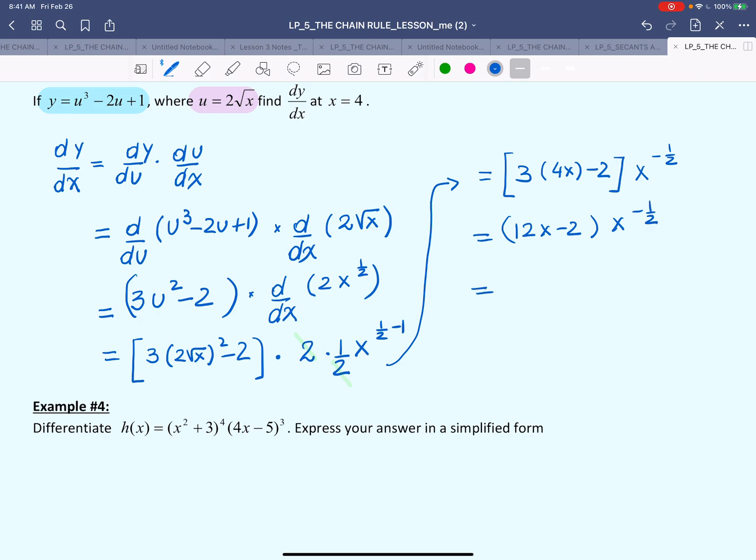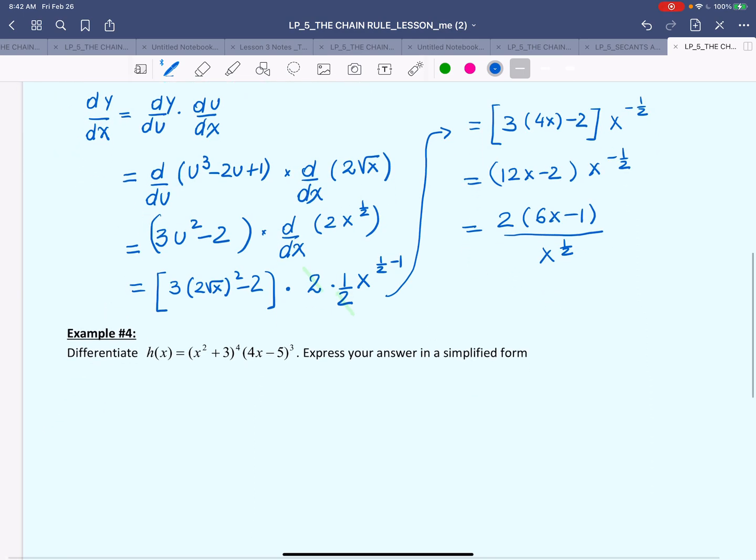And now we're going to rewrite this in the factored, most simplified form, which means we're factoring 2 from 12x minus 2. This is 2 times 6x minus 1. And we'll bring x to the power negative 1/2 to the denominator to make the exponent positive, and this would be the answer.